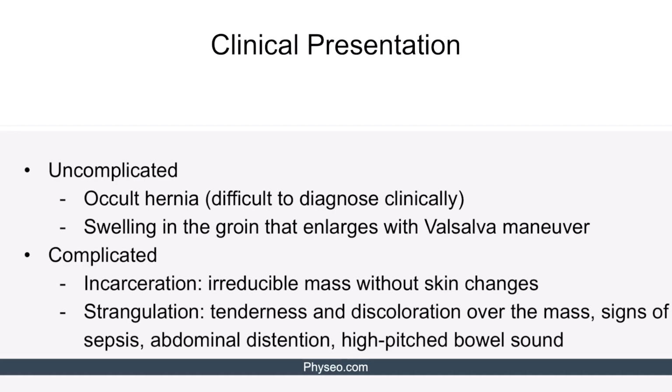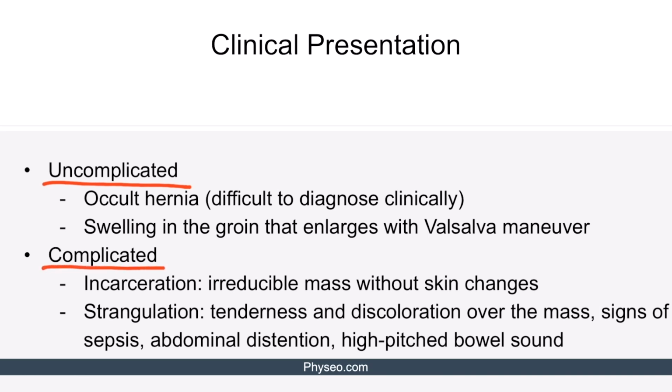Now, let's review the clinical presentation of the femoral hernias. They can be classified as uncomplicated and complicated ones. First, let's mention that femoral hernia can be an occult hernia. An occult hernia is a small hernia that is difficult to diagnose clinically. However, it can present as swelling in the groin that enlarges with Valsalva maneuver or coughing.